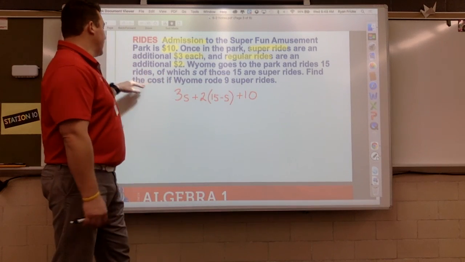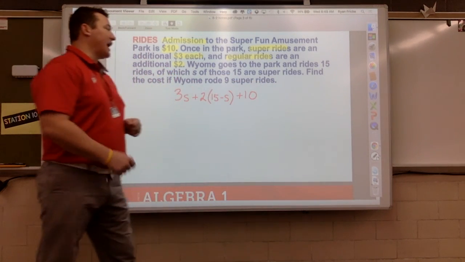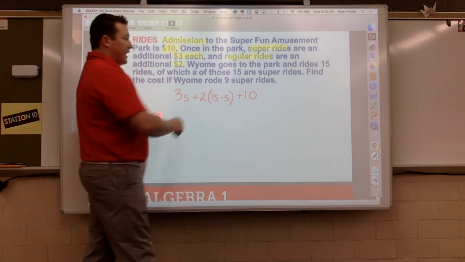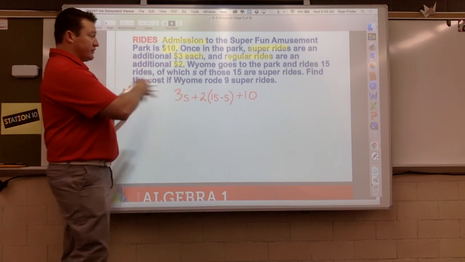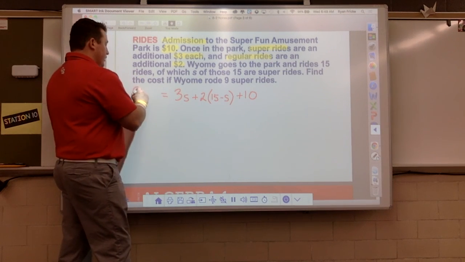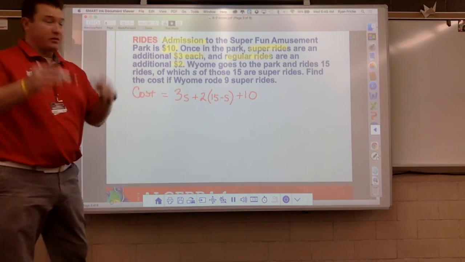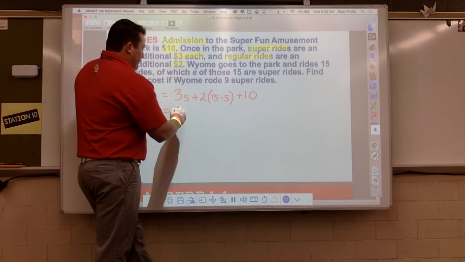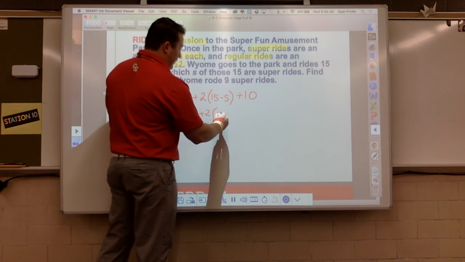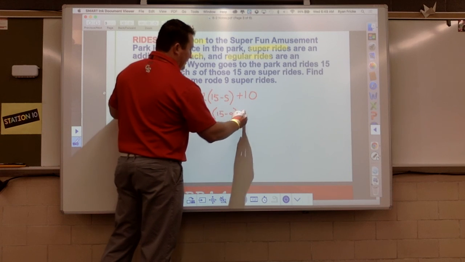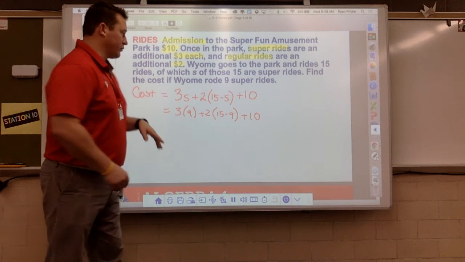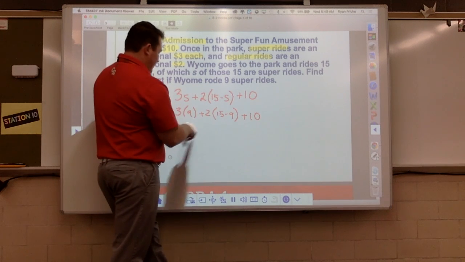Okay, so we're good there. Now we can find the cost if we went on 9 super rides, okay? So again, we will just substitute 9 in for S, and our expression will take care of everything else. I guess if we wanted to make it an equation, we could say our cost equals this. That would be okay too, okay? So we'll say 3 times 9 plus 2, and you could simplify this if you would like to, meaning you could have distributed here, that would have been appropriate, okay? But we're going to get the same answer.